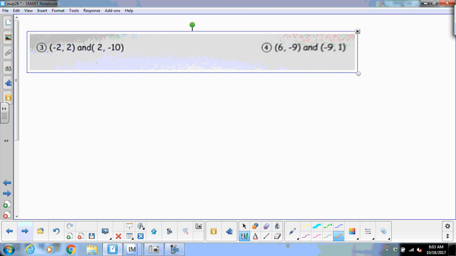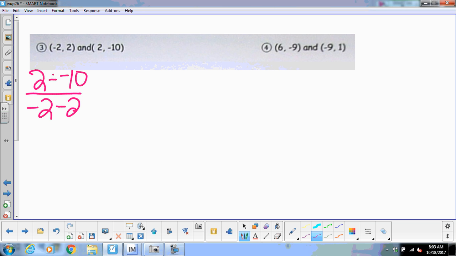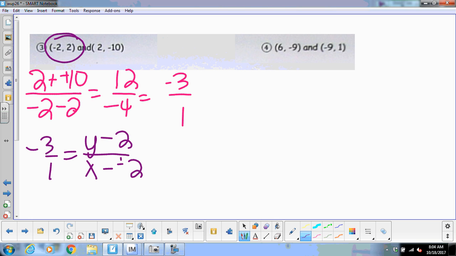All right, for problems 3 and 4, I'm just going to help you get your slope and set it up, and then you'll finish the cross multiplication part. Okay, so my slope here is going to be 2 minus negative 10 and negative 2 minus 2, which gives me negative 3 over 1. So I will use negative 3 over 1, and I'm going to use the first point. And then you can cross multiply from there.